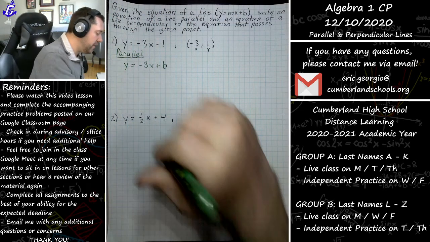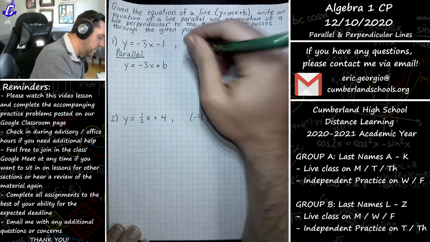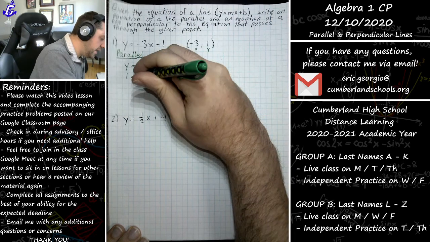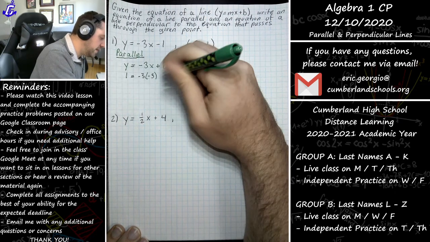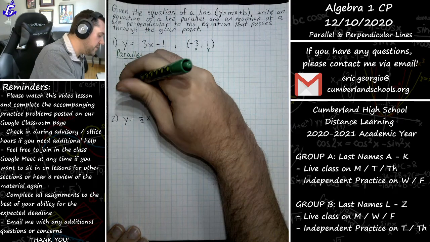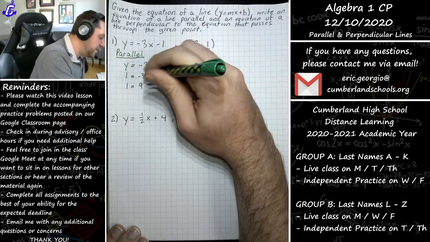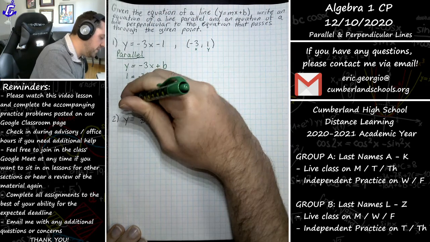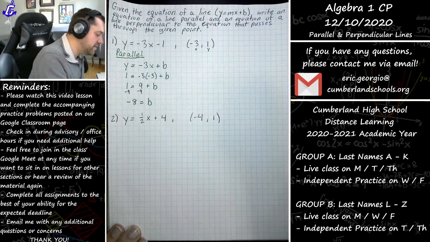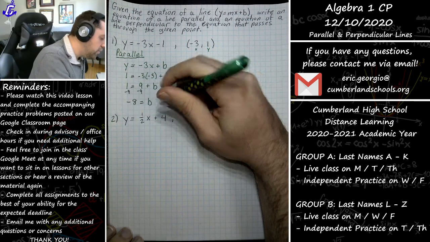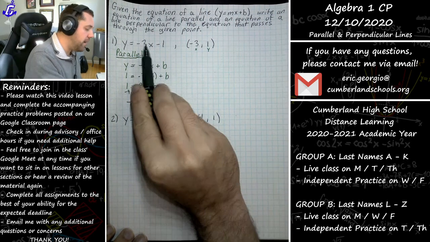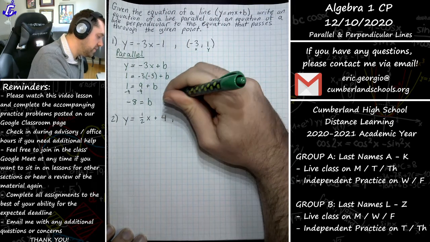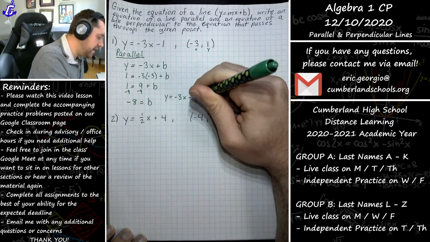So we can say here that in order to make it go through this point, then 1 has to equal, that's y, negative 3 times negative 3, because x is negative 3, plus b. That means that 1 has to equal negative 3 times negative 3, positive 9, plus b. And then subtracting 9 from both sides, we end up with negative 8 is equal to b. And so since b is equal to negative 8, the equation of the line parallel to this that passes through this point would be y equals negative 3x minus 8.